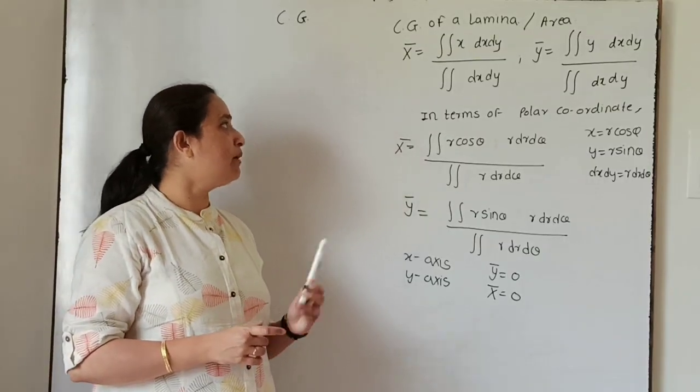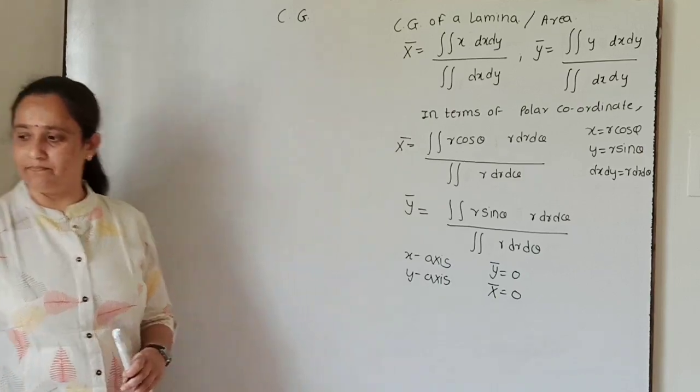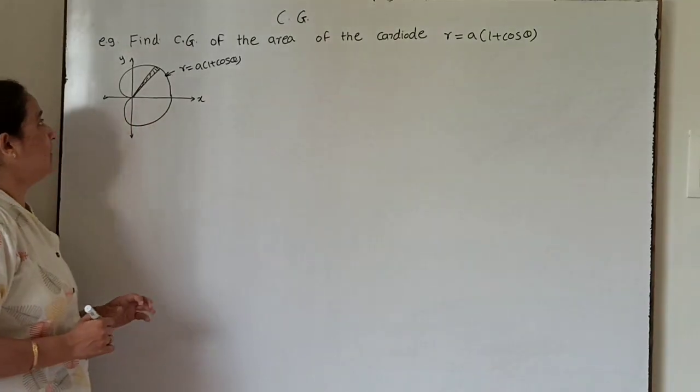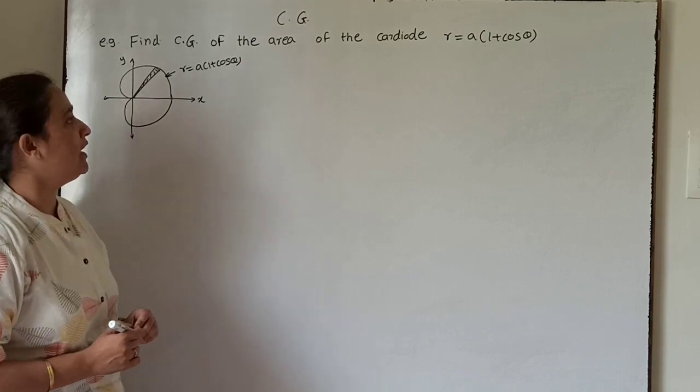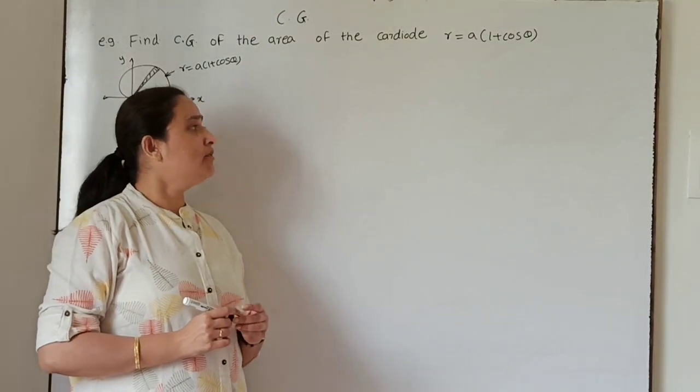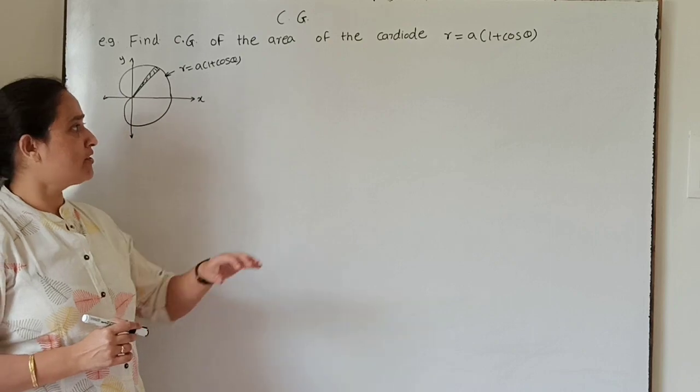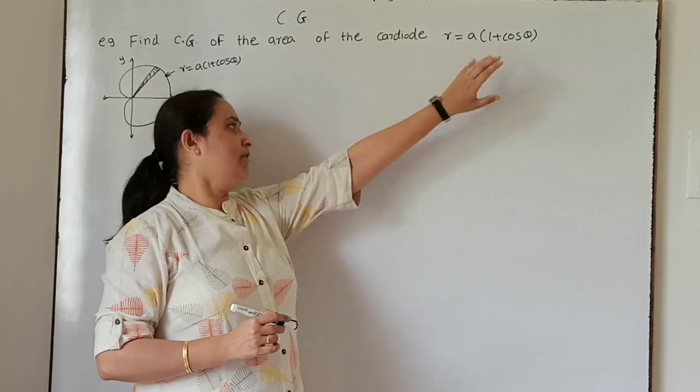Now we will take an example based on this. We will take one example. Find the center of gravity of the area of the cardioid r is equal to a in bracket 1 plus cos theta. Actually we know the figure of the cardioid.